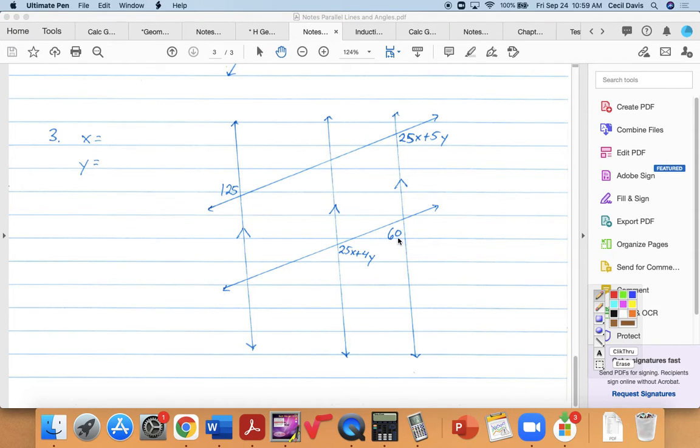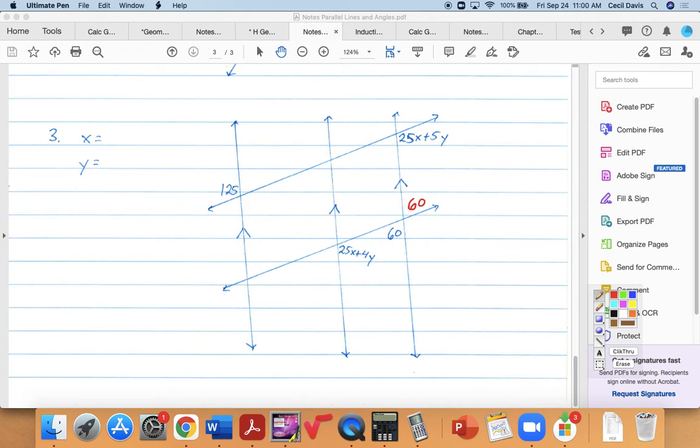Do you agree that if this angle is 60, that this angle is also 60? Yeah. Is this a trick question? Not so far. The answer was a trick answer. You mean this problem? No, not mine.